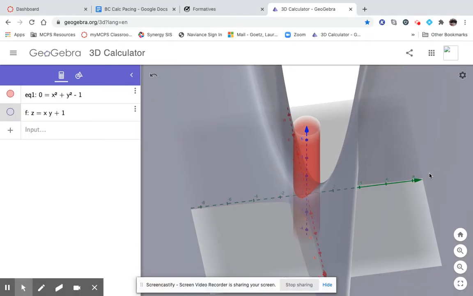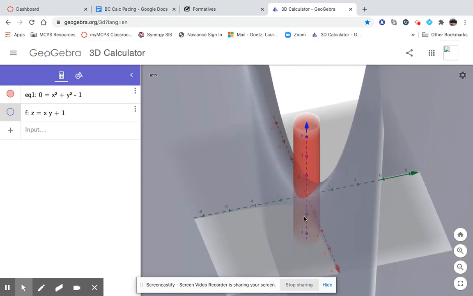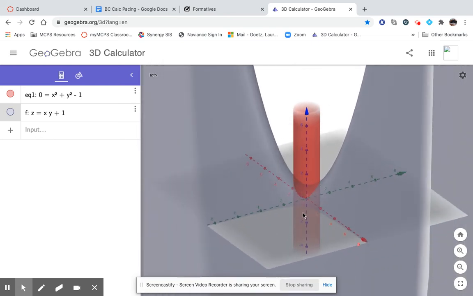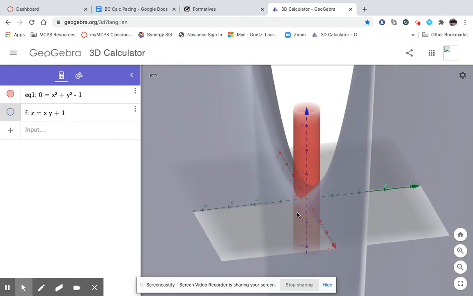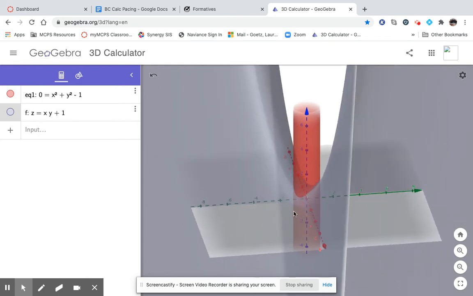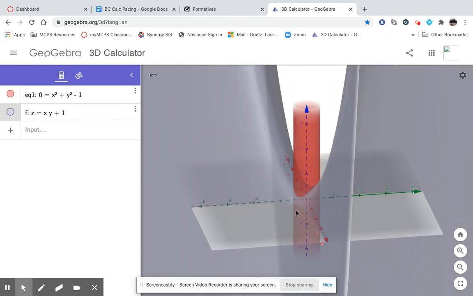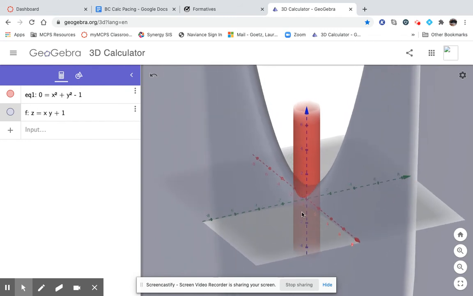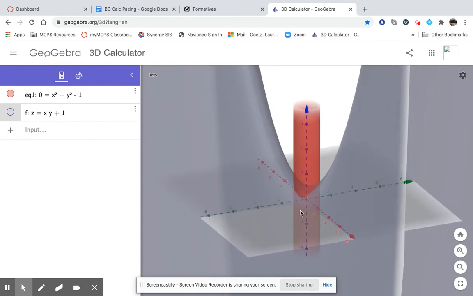And I think you can see the ones in the first and third quadrant are your maximums. And the ones in quadrants 2 and 4 are your minimums. Okay, crazy, right?